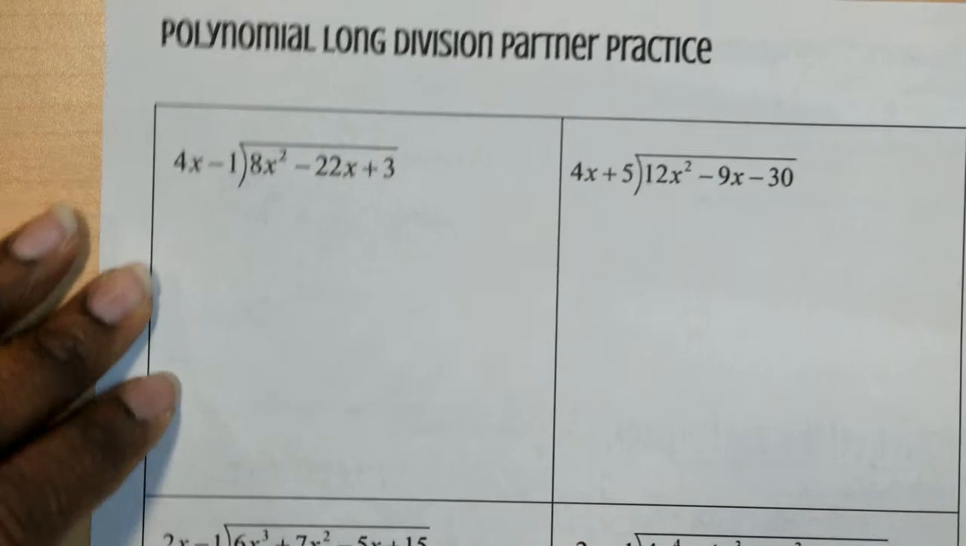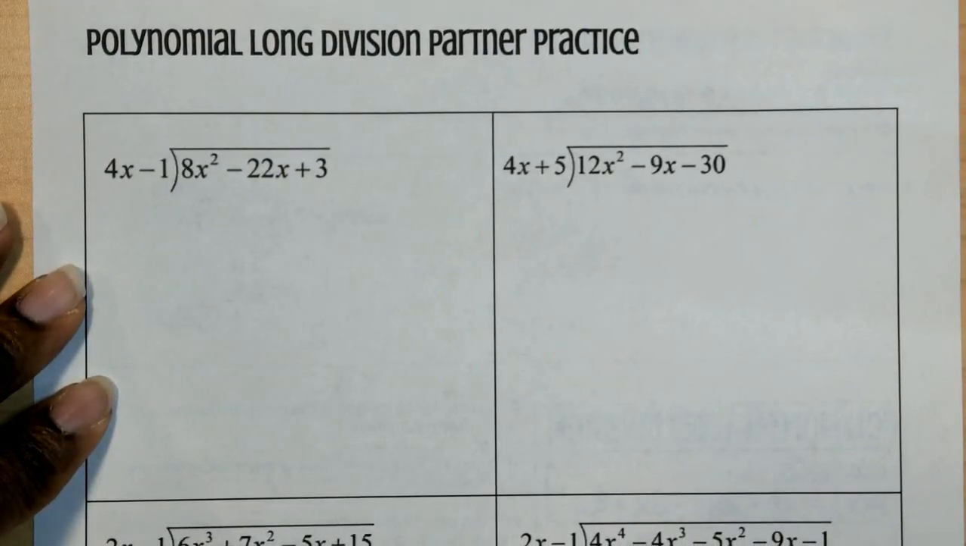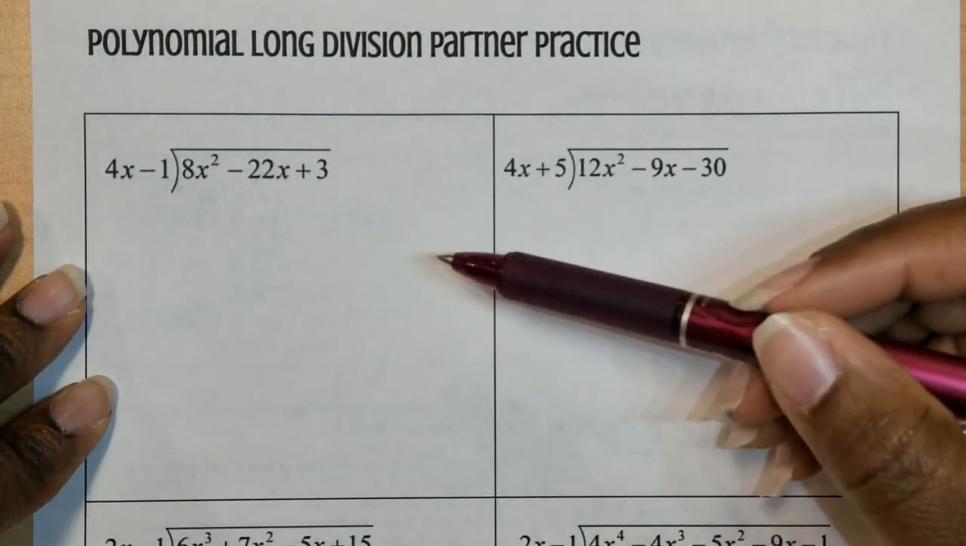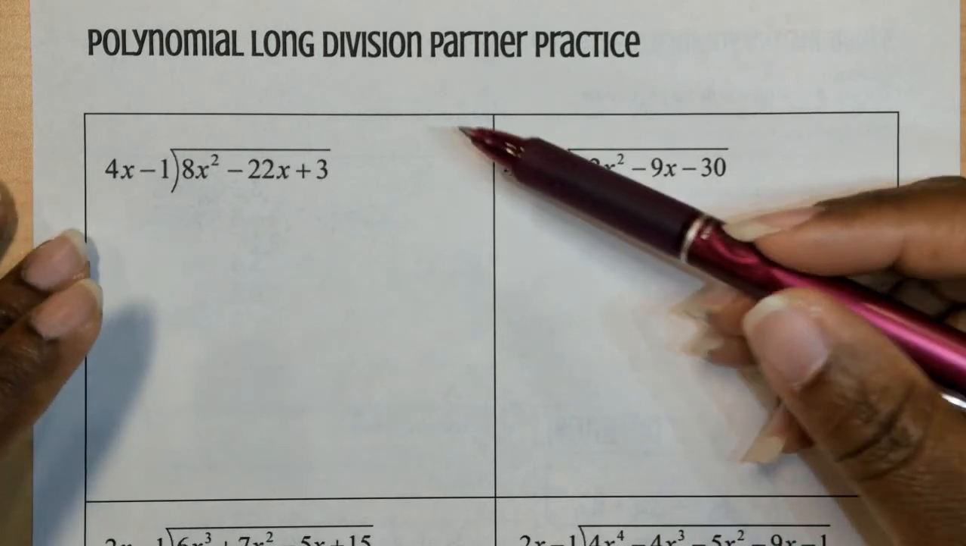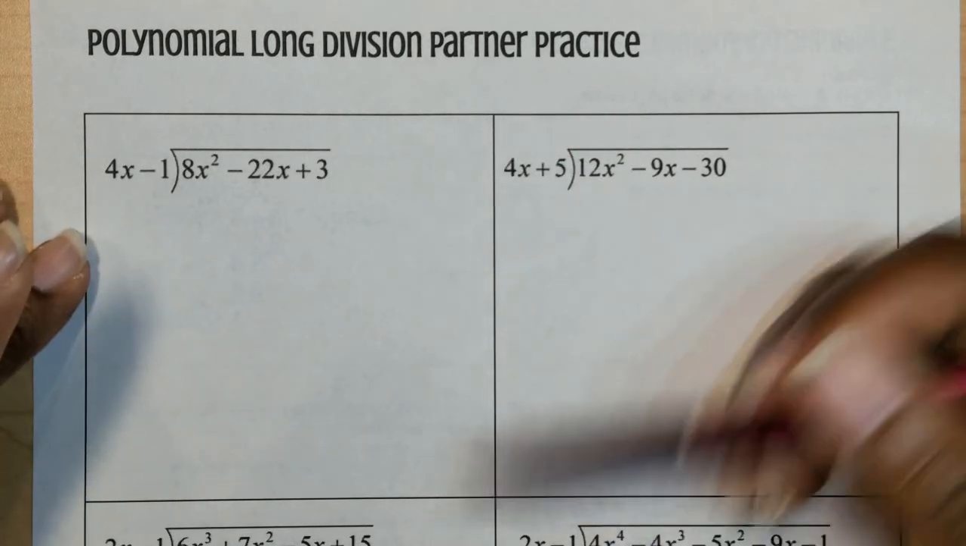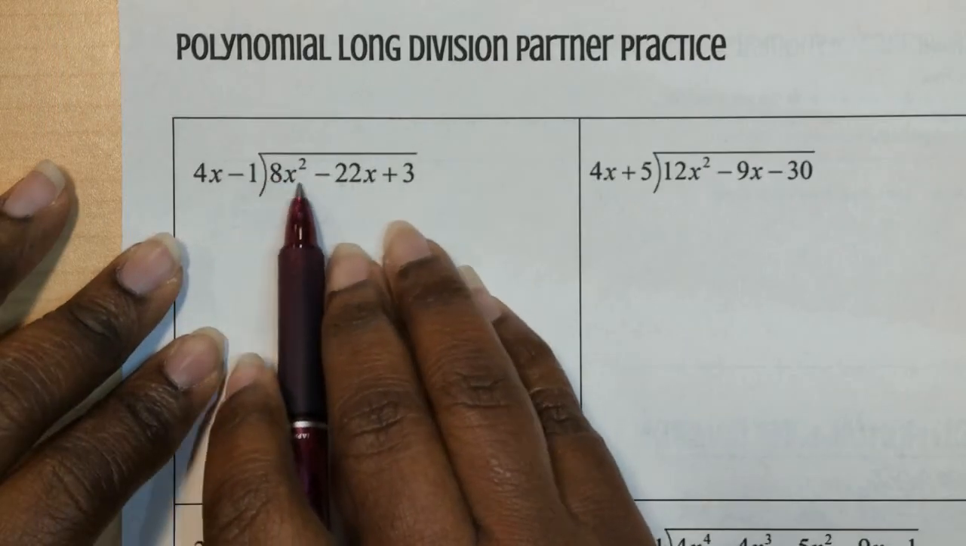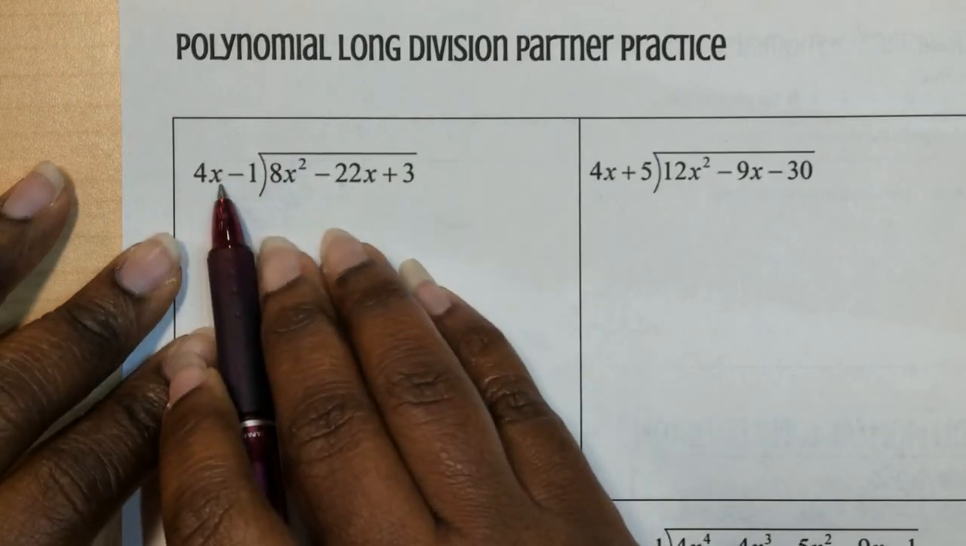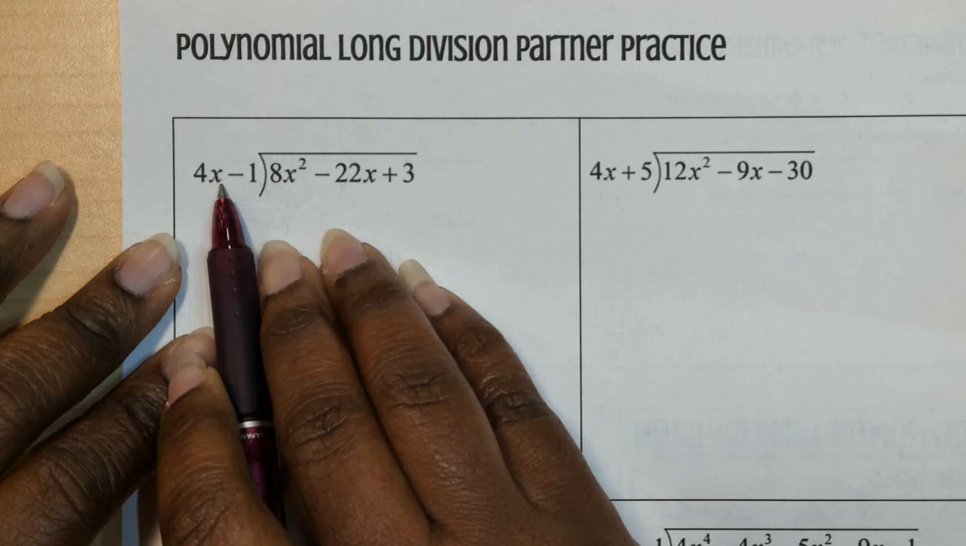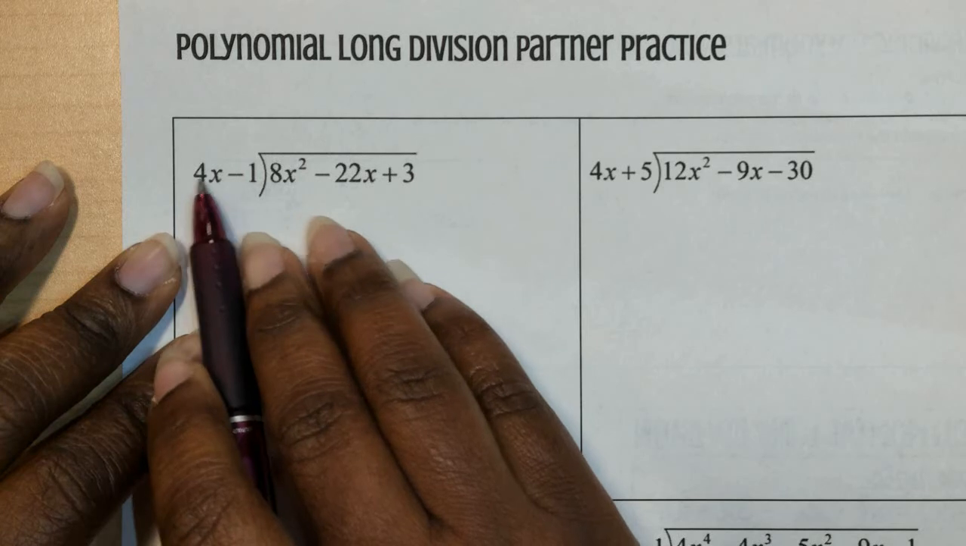Now, there are some partner practice questions here. I will send you an email with, you know, some answers so that you can check your work. But when you're doing this, you want to start again. 8x squared divided by 4x, well, that is 2x. Alright, so 8x squared divided by 4x is 2x.